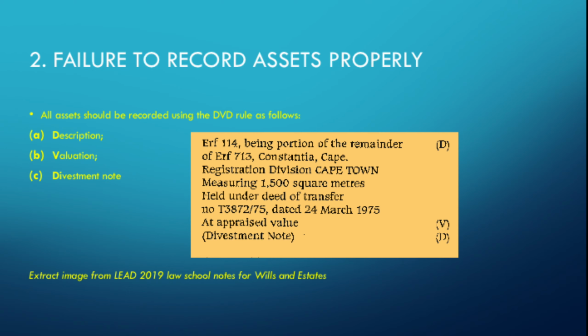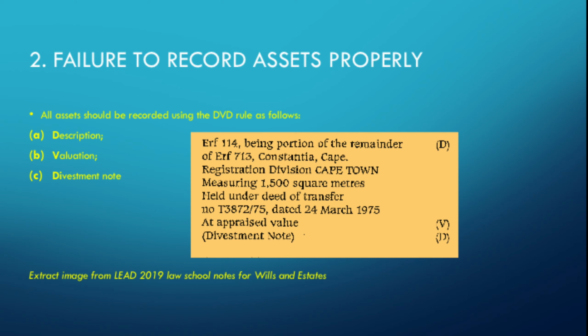Now let us look at this example extract. This extract says ERF 114, being portion of the remainder of ERF 713 Constantia, Cape Registration Division, Cape Town, measuring 1,500 square meters, held under deed of transfer number T3872/75, dated 24 March 1975. Now this is the description. The second part says at appraised value.